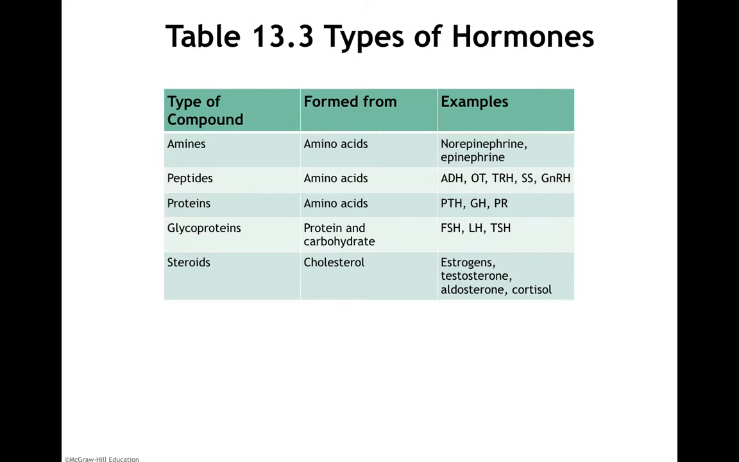So amines, peptides, proteins, glycoproteins, steroids. We've got amino acids. Peptides are built from amino acids, as are proteins. Glycoproteins are proteins with sugars attached to them, and then steroids are cholesterol-based. And examples of each one. Again, you should be going through these tables in your text and using your text to answer your homework questions.